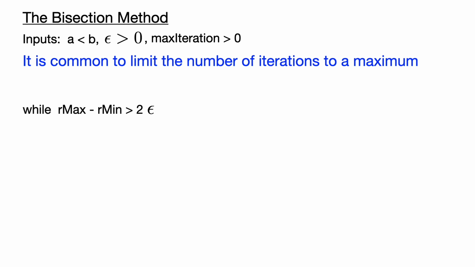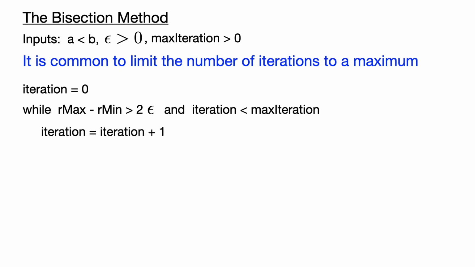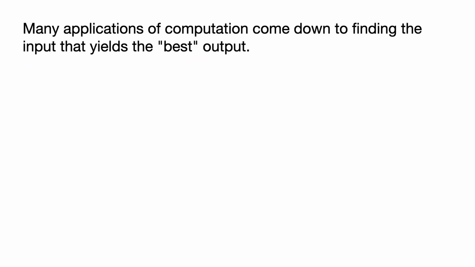You add a condition into your while loop, so in addition to your stopping criteria, you say while our max minus our min is greater than 2 epsilon and iteration is less than max iteration, and then you've got to keep track of the iterations. So you set iteration equal to 0 before the while loop, and then you increment it by 1 within the while loop.